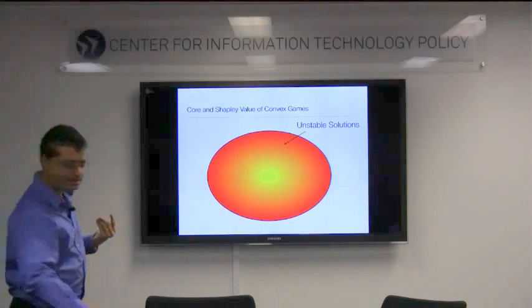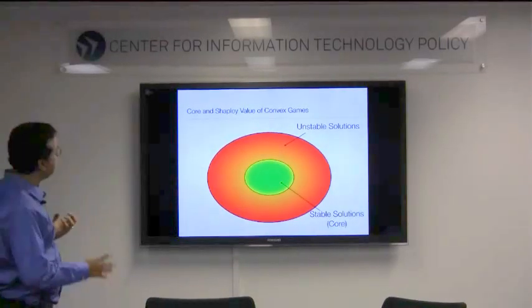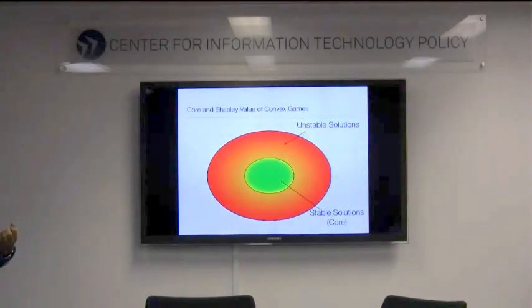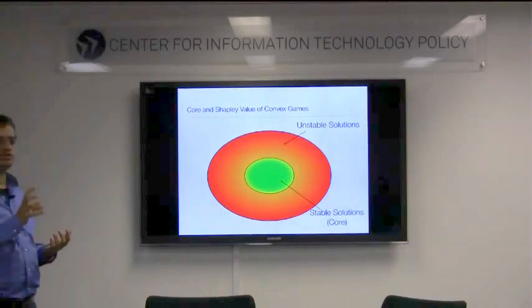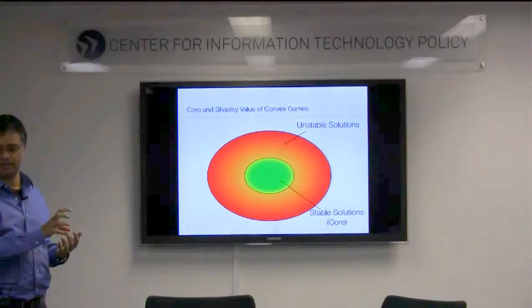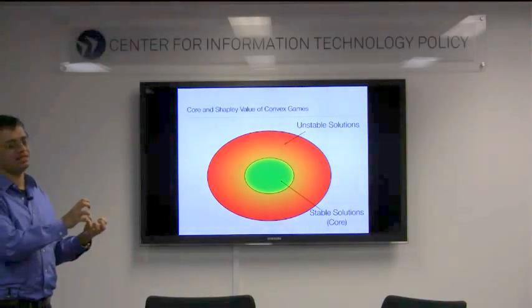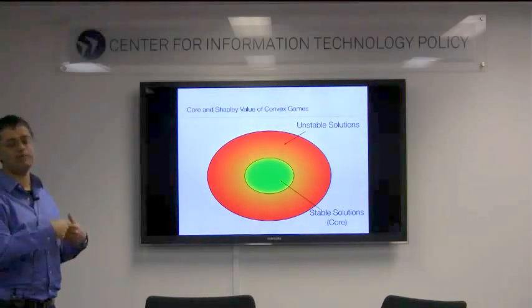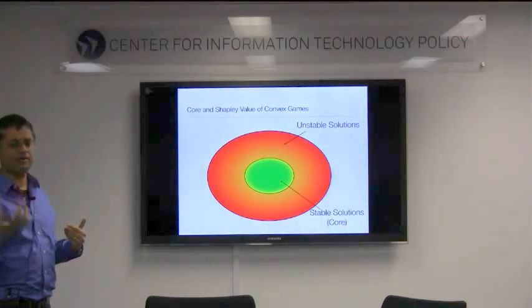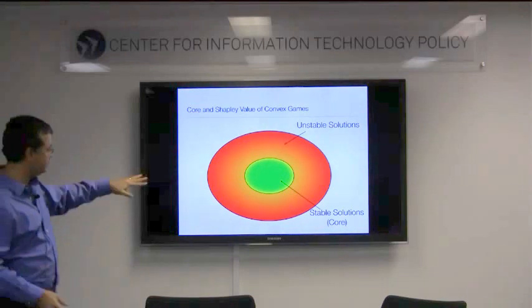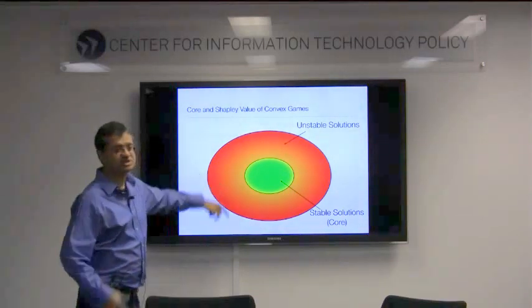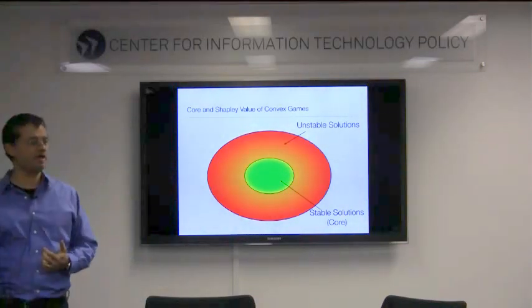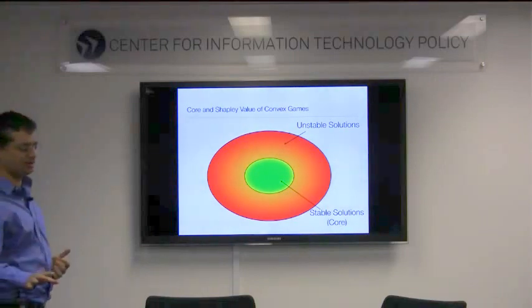Then there is a set of solutions which are stable solutions. The set of these stable solutions is called the core of this game. So here, nobody has an incentive to leave the game. They are better off being part of the core than not being part of the core. Whereas if you have an unstable solution, some players have an incentive to not be part of the game. They are better off leaving it.